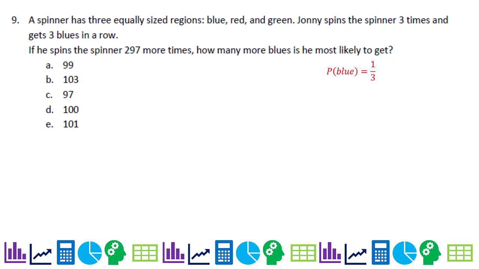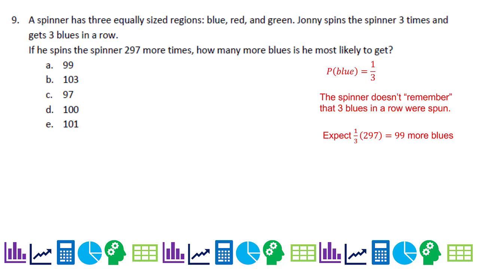So we know the probability is 1/3 because there are 3 equally sized regions. And the spinner doesn't remember that 3 blues in a row were spun. So you have to ignore what happened until that point. And then we expect 1/3 of the next spins to be blues. So we expect 99 more blues.